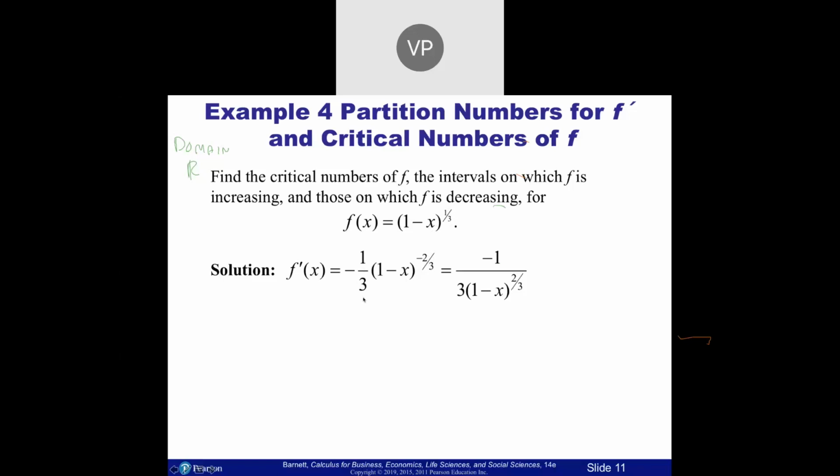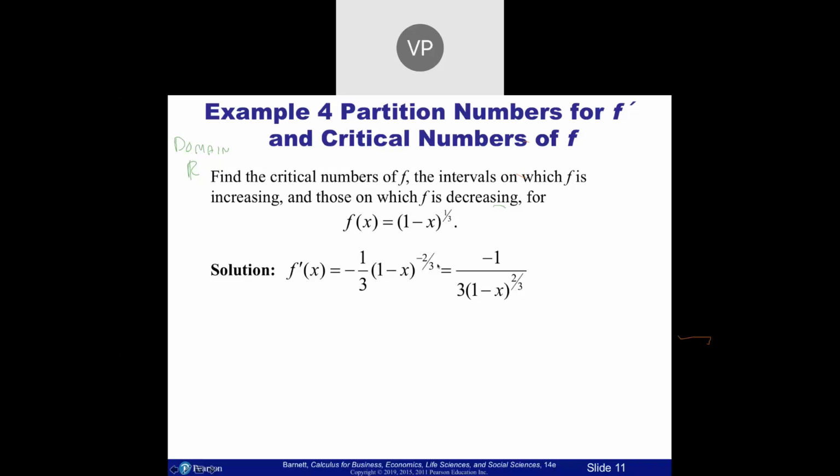The 1/3 is multiplied out front, and the power, we decrease our power by 1, so 1/3 minus 1 is negative 2/3. Now if you notice, there's a negative out here. Why is there a negative here? Do you remember? There's the chain rule. We did the power rule, 1/3 and negative 2/3, but remember the chain rule says we have to multiply by the derivative of the inside, and the derivative of the inside was a negative 1. That's why there's a negative out here, multiplied to the whole thing.